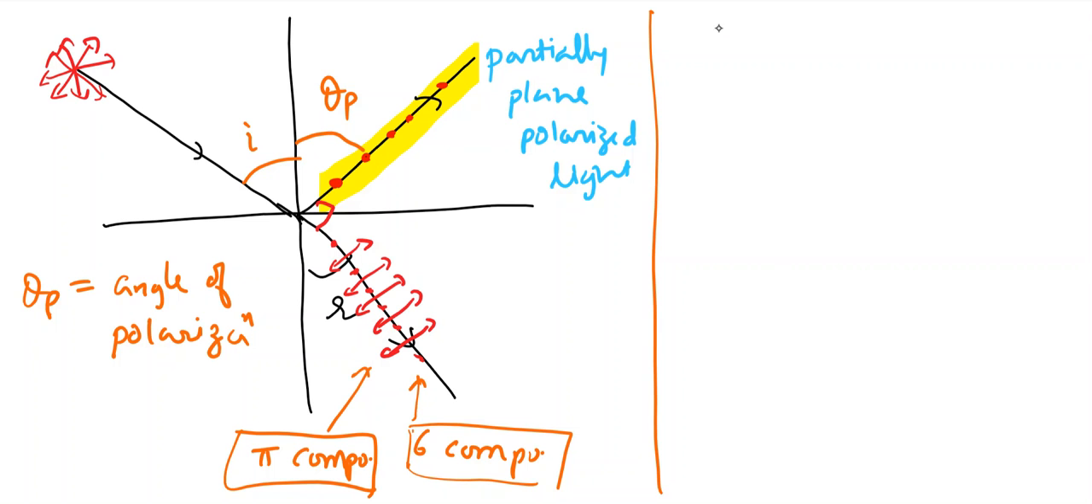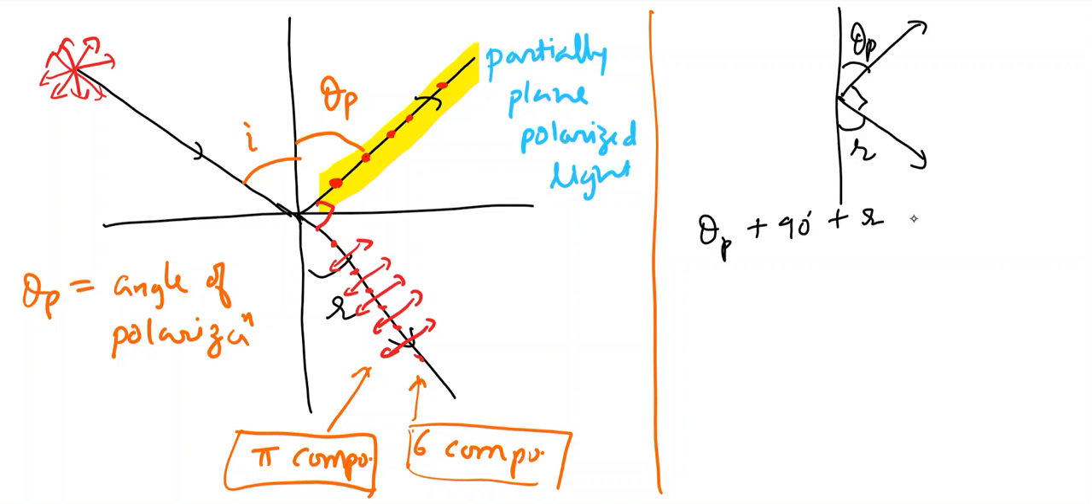So if I draw it separately, here is the reflected light. We assume that the angle is the polarization angle, and this is the refracted beam. So this is r and this has to be 90. So I should be able to say that theta p plus 90 degrees plus the angle of refraction is 180, or else simply theta p plus r has to be 90 degrees, right? Let it be result 1.